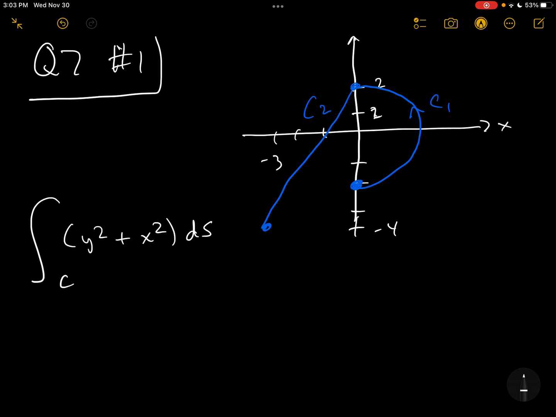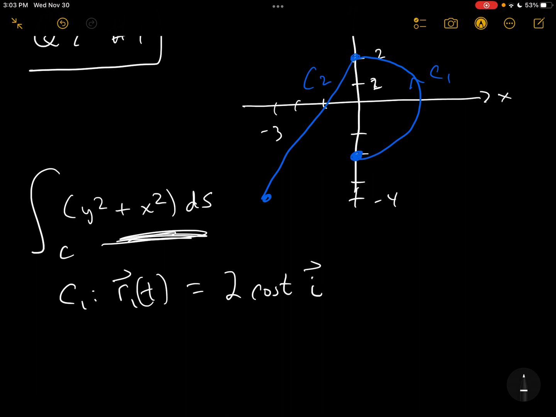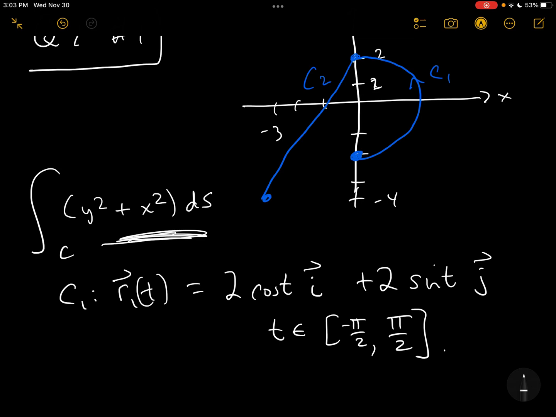We're integrating this guy here along the curve C, which is made up of C1 and C2. So first we parameterize C1. I'll call this R1 of t, and it's a circle of radius 2, so it's going to be 2 cosine t i plus 2 sine t j, and t runs from minus pi over 2 to pi over 2. So that's your first interval.